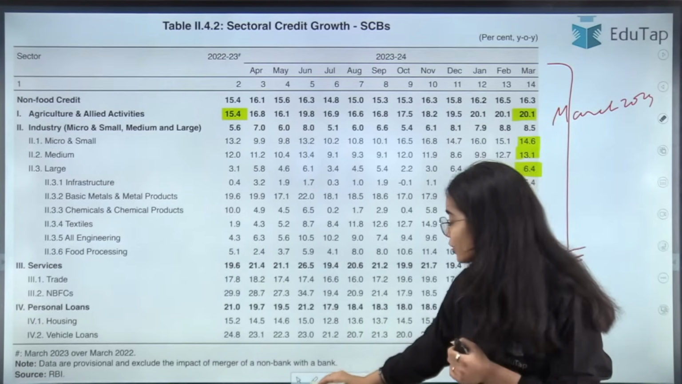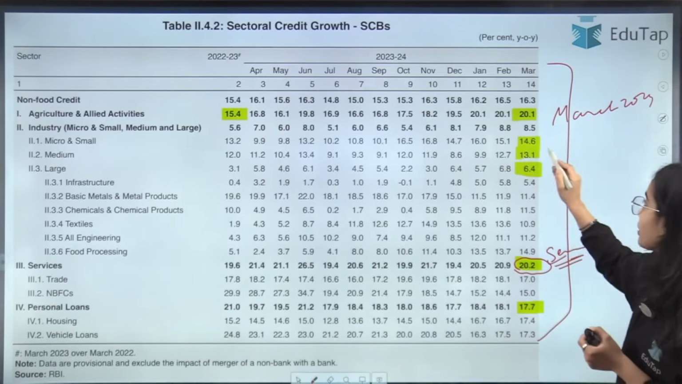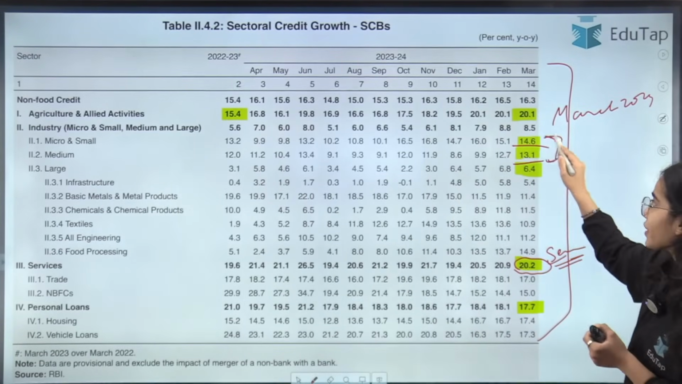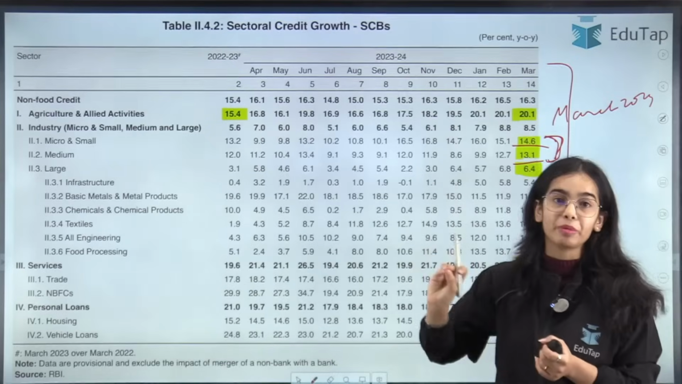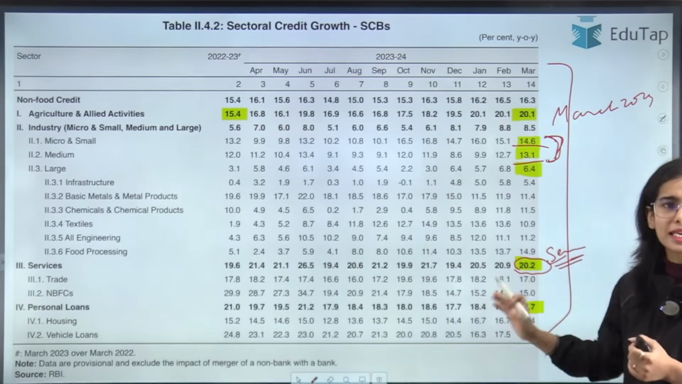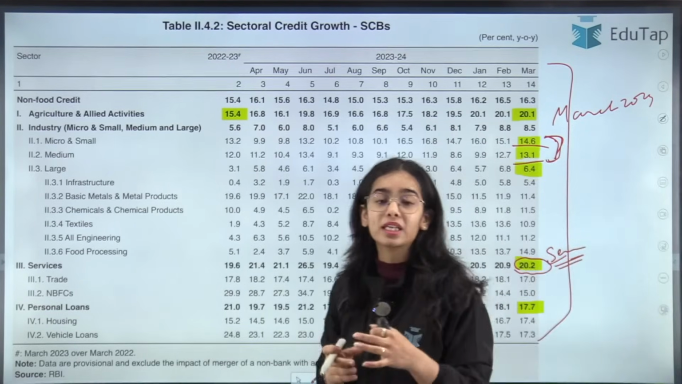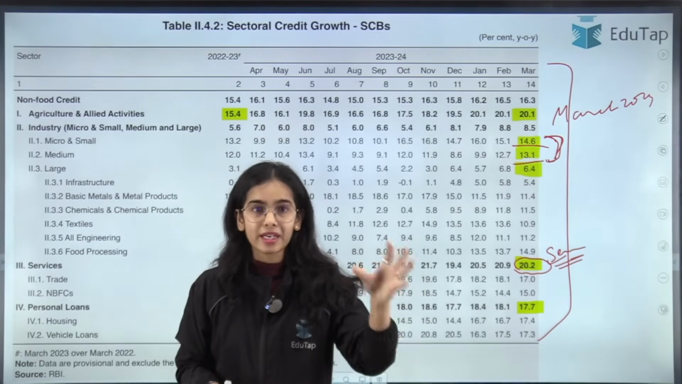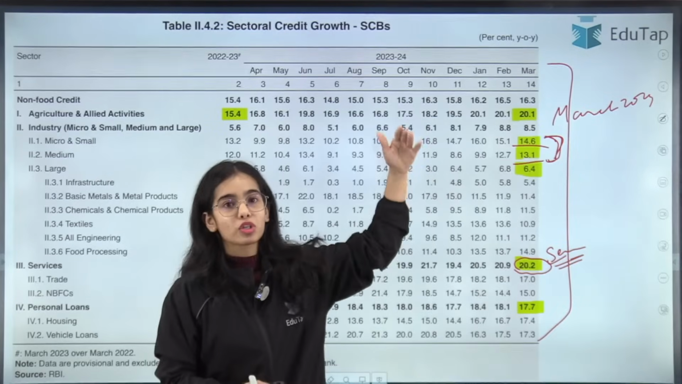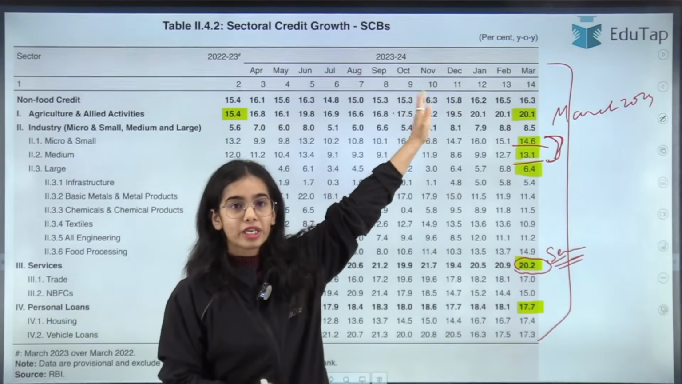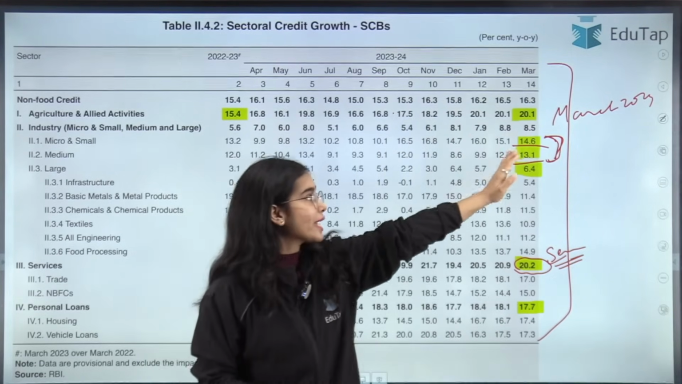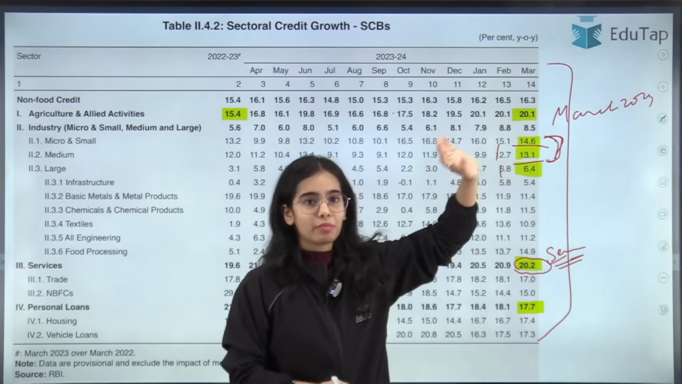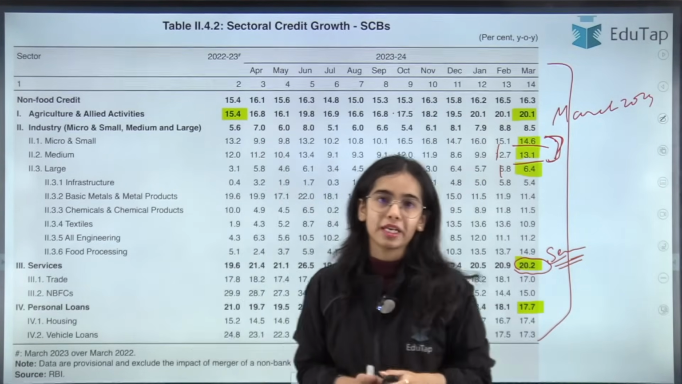here you can see that to the MSMEs, the micro, small and medium enterprises, there was very high credit going. So this is the sectoral data. You do not have to remember the data, but remember that to the services sector, there was the highest credit being lent. After that, there was the agriculture and allied activities, and there was very high credit lent to the MSMEs also, the micro, small and medium enterprises.